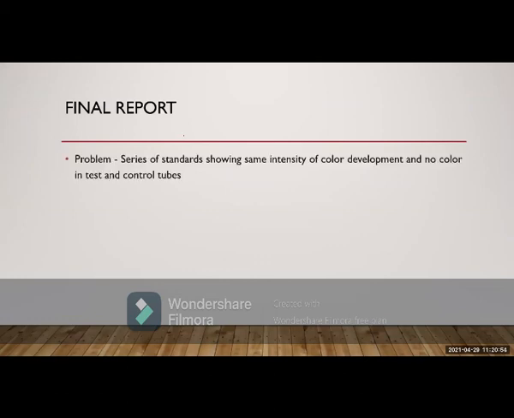So the last part is the final report. Whenever you're doing a root cause analysis or troubleshooting, you have to note everything down and present it as a report. So what was the final report? What was the problem? First, let us identify what problems we identified. A series of standards were showing the same intensity of color, no matter which dilution or which set of concentrations we were using, and there was no color development in the control and test tubes.